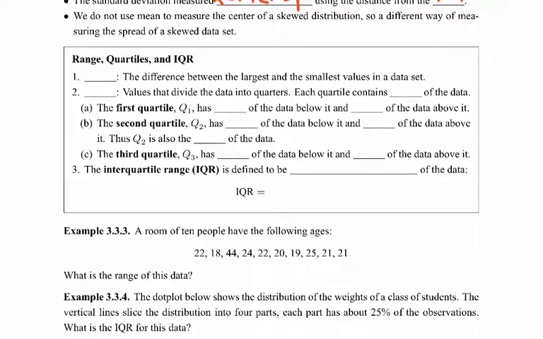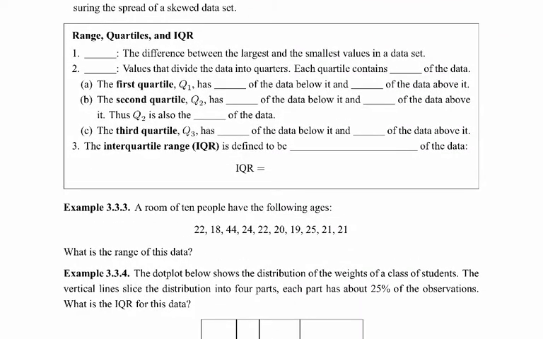First of all, let me give you some more vocabulary here. The range, we've actually used the range before. I know we talked about it a little bit in chapter 2, but the range, let me write this here for number 1, the range is the difference between the largest and the smallest data values in the set.